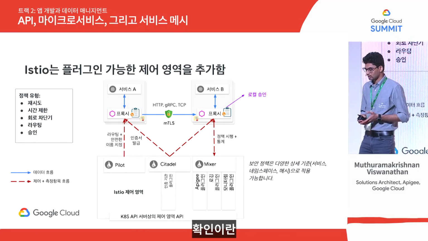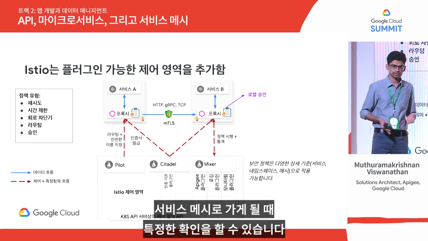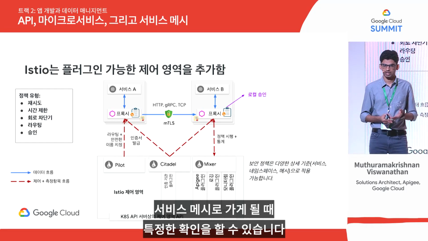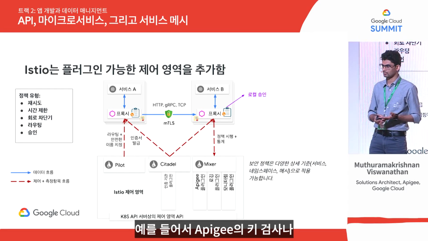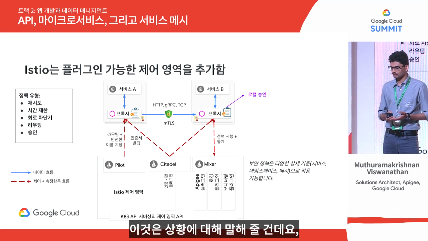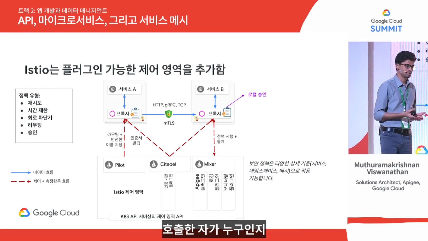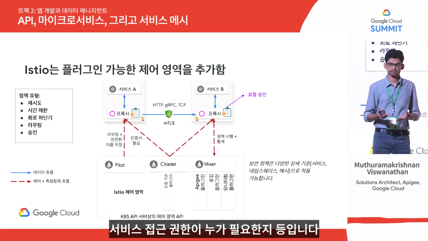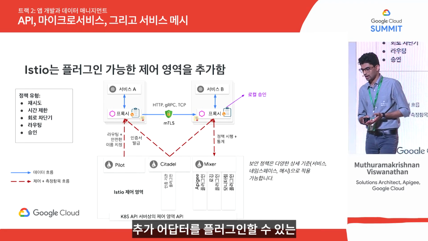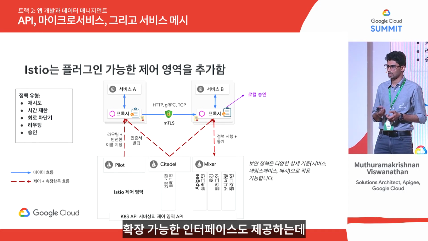In check, when a call goes through the service mesh, you can do certain types of checks, like API key verification, token verification, et cetera. This will give context on who the caller is and who needs to access what service. It also provides an extendable interface where you can plug in external adapters.